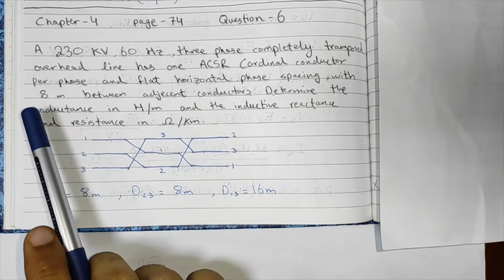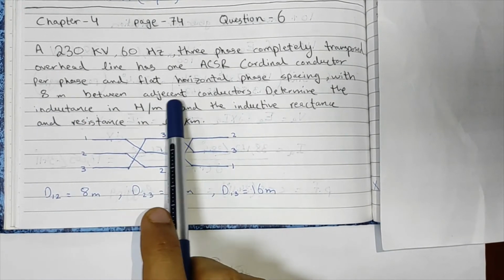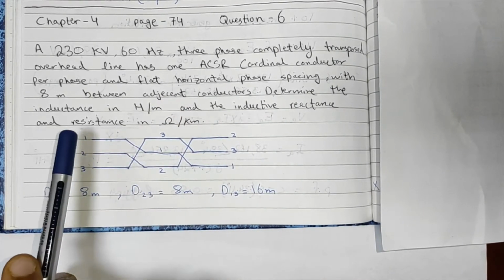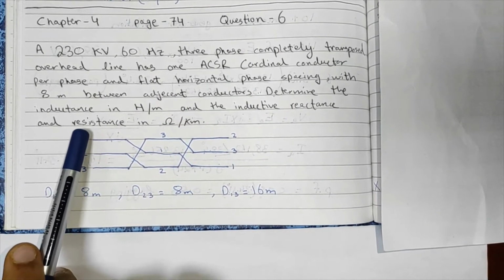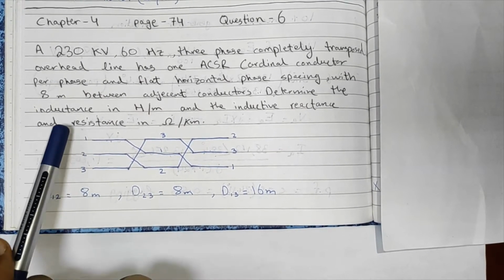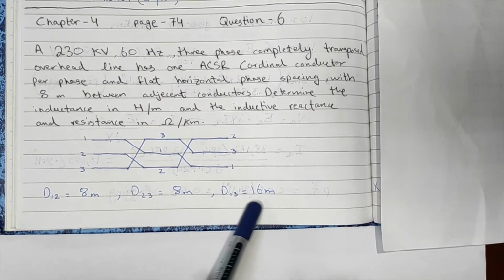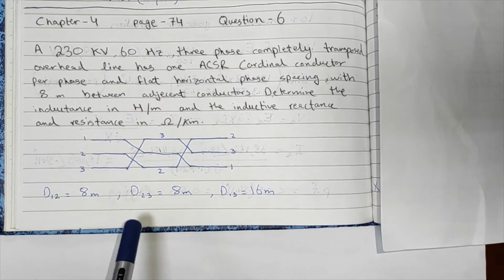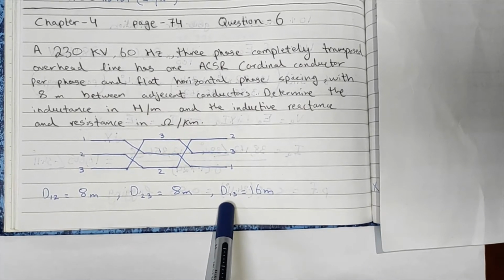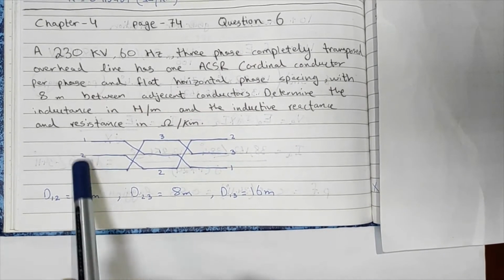Now, it says that there is a distance of 8 meters between adjacent conductors. Adjacent means the conductors which are beside each other. So the distance between, for example, in this case, between 1 and 2 is 8, and between 2 and 3 is also 8. So what will be the distance between 1 and 3? Of course, it will be 16 meters. So D12 is equal to 8 meters. D23 will be equal to 8 meters also. But D13 will be equal to 16 meters.